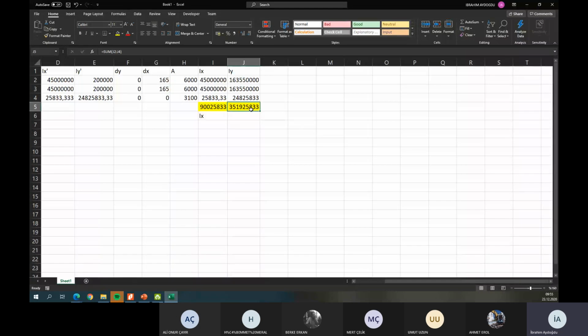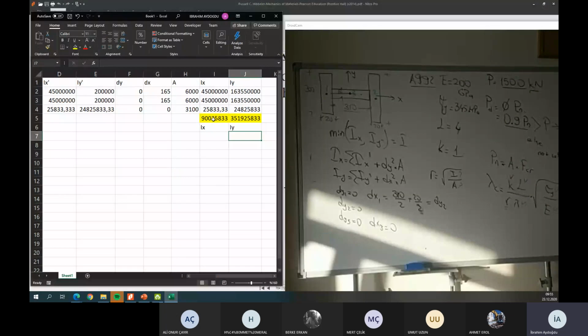Which one is greater? I think Iy is greater than Ix, isn't it? Yes. Iy is 90 million, and this is 81 million, like that. Therefore, I should take Iy, because I already know Ix is lower, but I need to prove Ix is lower. Therefore, I need to take this value.